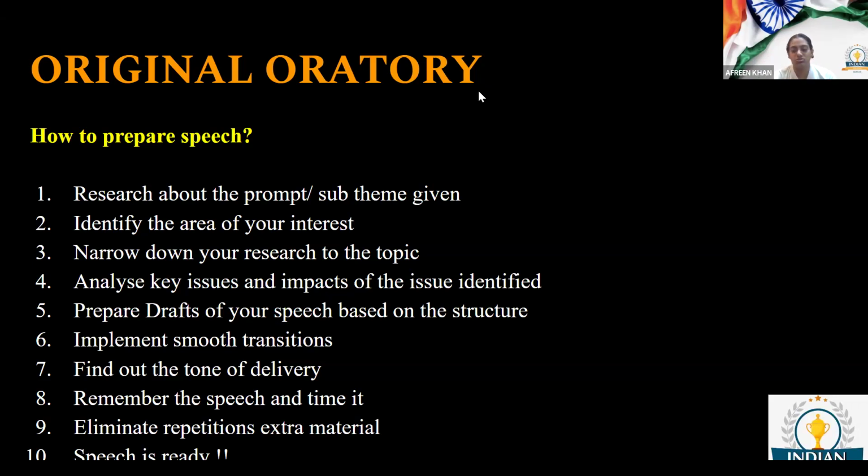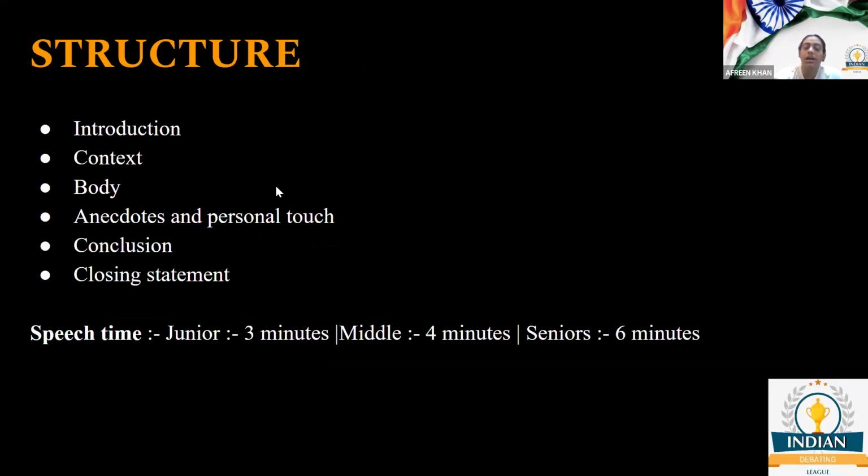Now, this is how your speech is going to be ready. But moving forward to the body and structure of your speeches. For people who did not join yesterday, the structure of your speech has to be introduction, context, body, conclusion, closing statement. You can also add anecdotes or personal stories in any of the parts of your speech. The speech time for juniors is 3 minutes, middle is 4 minutes, and senior is 6 minutes.